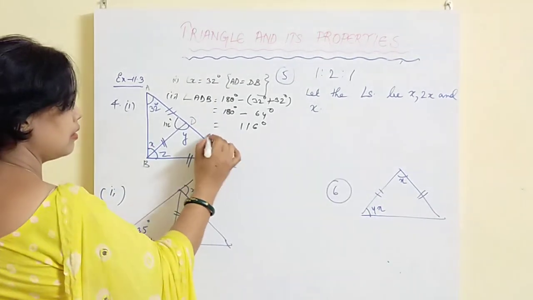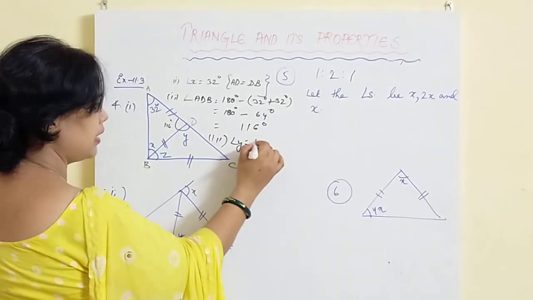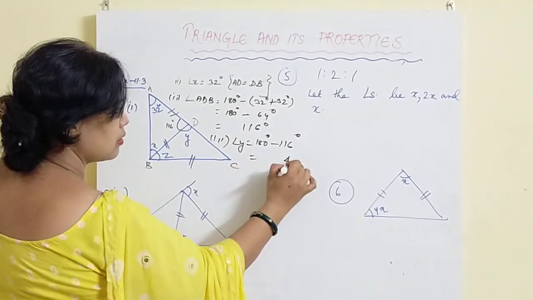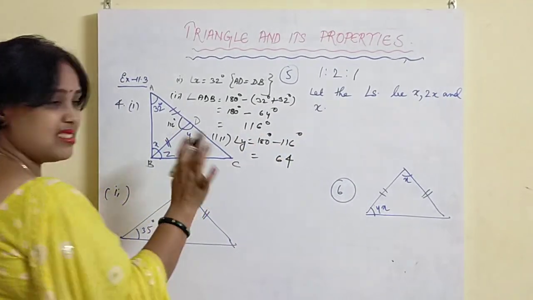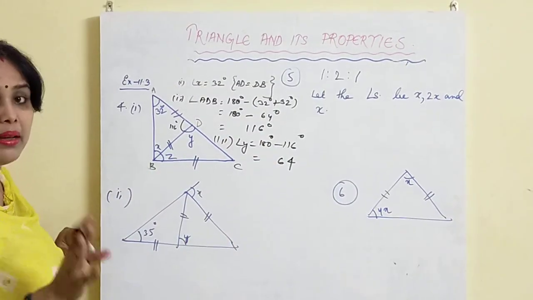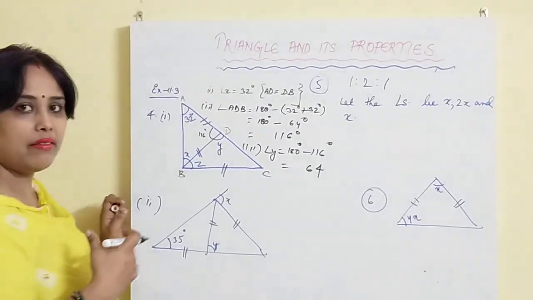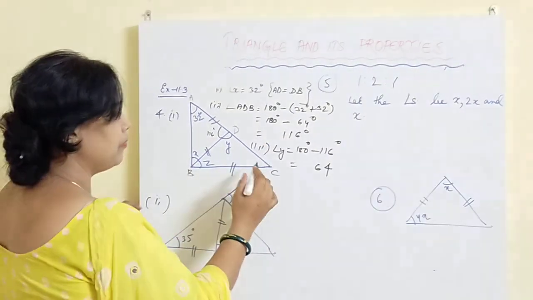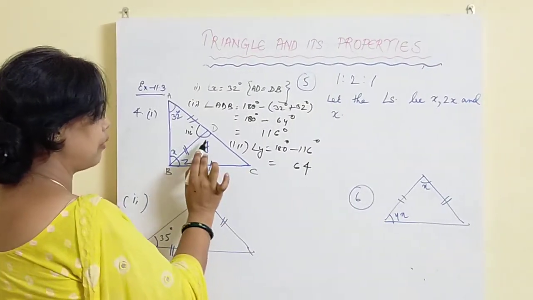So very well, angle y is equal to 180 minus 116 degree. Linear pair. Reason, children, due to lack of space I am not writing, but you will write the reason, because till now you might have understood how to write down the reason. So here you will write linear pair. Now we have found out this.